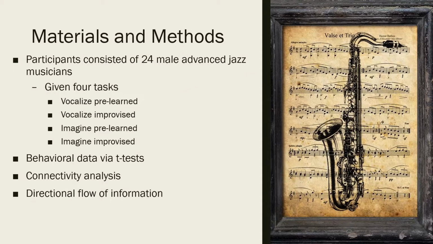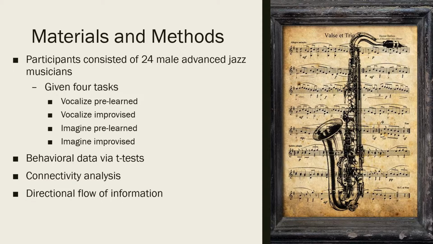Materials and methods. Participants consisted of 24 male advanced jazz musicians who had at least 6 years of performance experience on jazz improvisation. This experiment utilized functional magnetic resonance imaging, fMRI, to analyze the brains of advanced jazz improvisers performing improvisatory vocalization imagery. This was in order to avoid possible confounds of mixed motor and perceptual variables, along with the performance of a pre-learned melody as a control task.